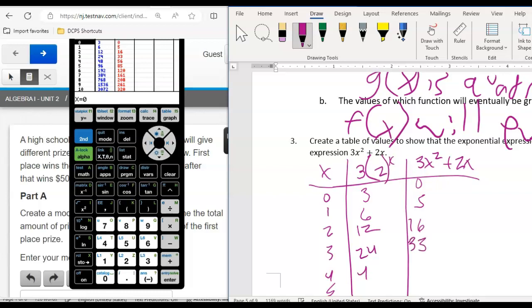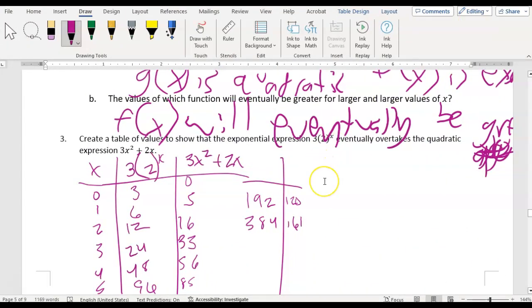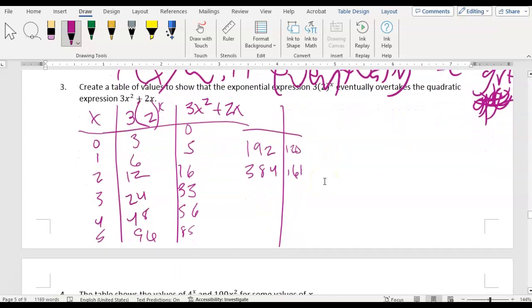So it's less than still here, 48, 56. And then all of a sudden we go to 96 and 85. And then after that point, it continues to increase. So I'm just going to keep going here, 192 versus 120. 384 versus 161. So you can see at around the 5th value is when we start to see that bigger increase happen, and our exponential expression eventually overtakes that.